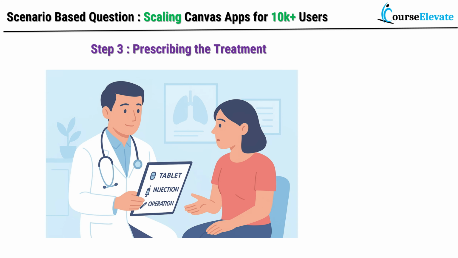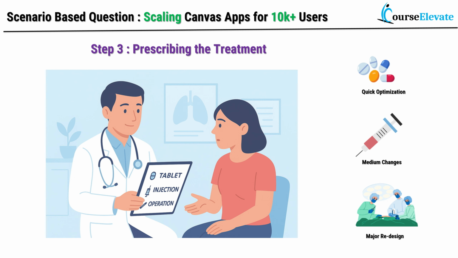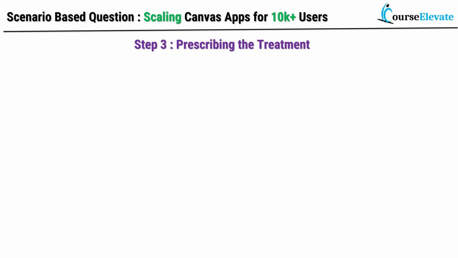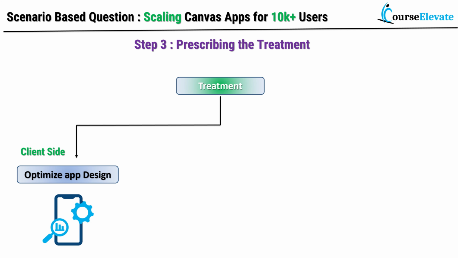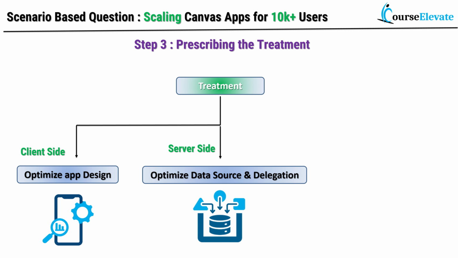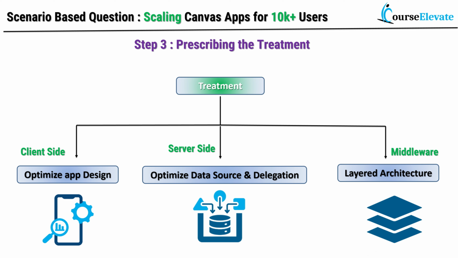So now the doctor prescribes the treatment. For us, it is the same, based on the diagnosis. A small pill for quick optimization, an injection for medium changes, or a full surgery if the app needs a major redesign. So now we have three options to fix the issue. The first is client-side fixes, where we will optimize the app design. Second is a server-side fix, where we will improve the data source and delegation. Third is middleware solutions, like introducing a layered architecture. Each step will reduce the slowness of the app. Let's go into detail for each of these sections.